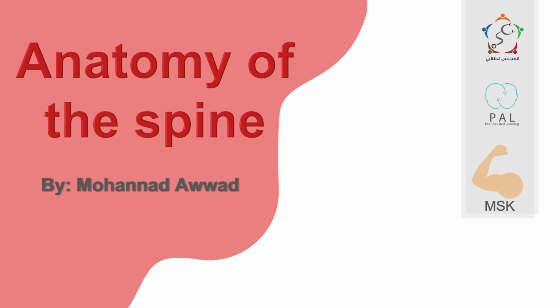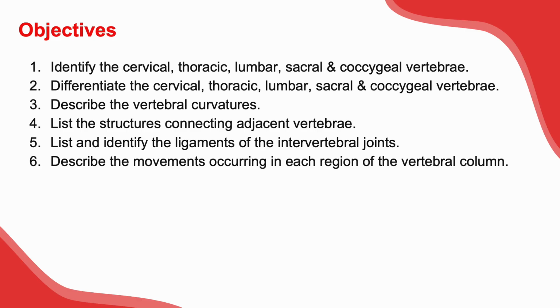And today we'll be discussing the anatomy of the spine. These are the objectives of today's lecture. So first we'll identify the cervical, thoracic, lumbar, sacral, and coccygeal vertebrae. Then we'll be able to differentiate between the cervical, thoracic, lumbar, sacral, and coccygeal vertebrae. Then we will also describe the vertebral curvatures.